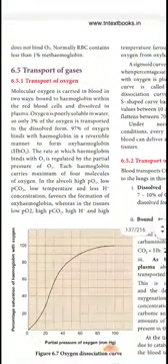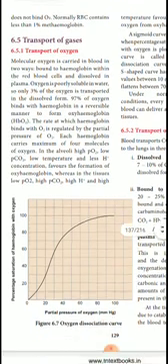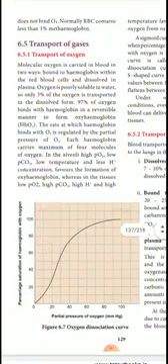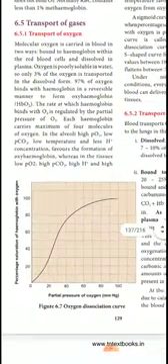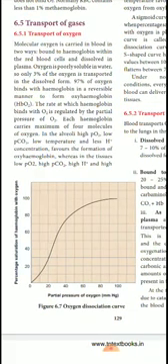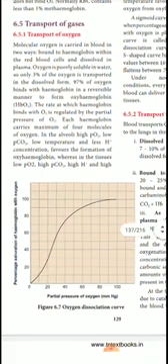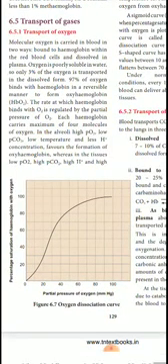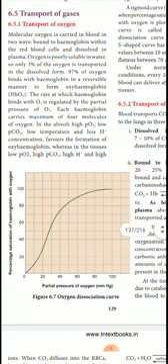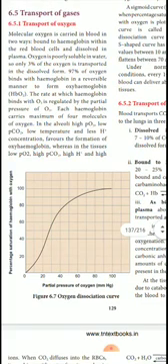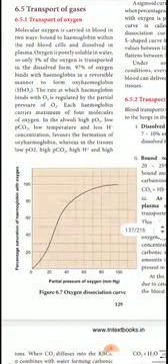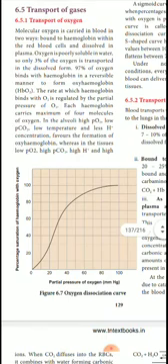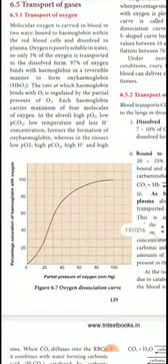Next, how are the gases CO2 and oxygen transported? Molecular oxygen is carried in the blood in two ways. One is dissolved in the plasma; oxygen is poorly soluble in water, so only 3% of the oxygen is transported dissolved. The other 97% binds with hemoglobin. The rate at which hemoglobin binds oxygen is regulated by the partial pressure of oxygen. Each hemoglobin carries a maximum of 4 molecules of oxygen.